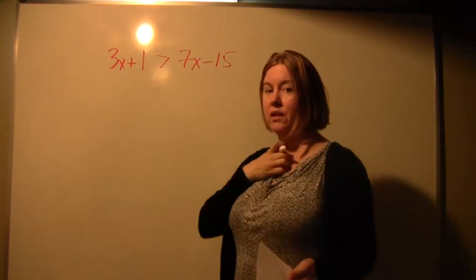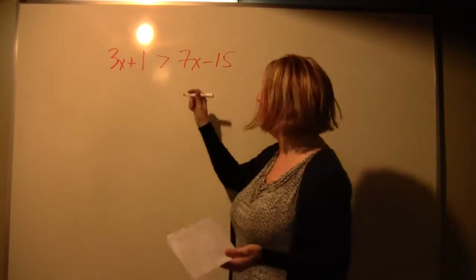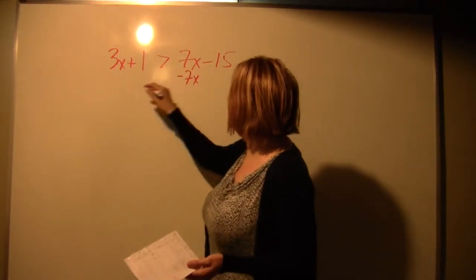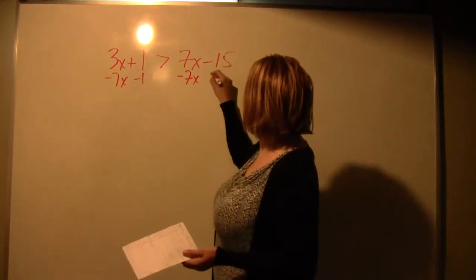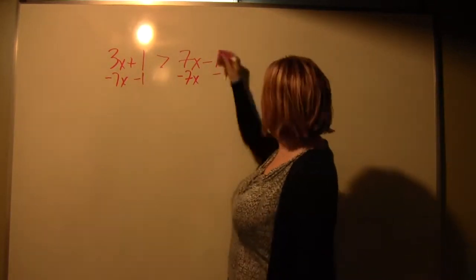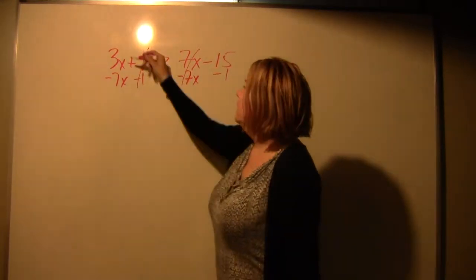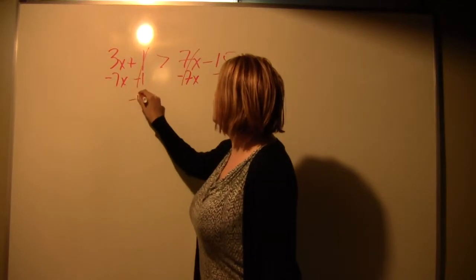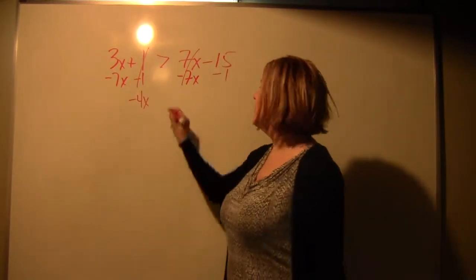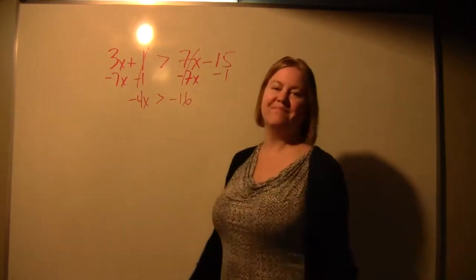So the way I do this is I get all my x terms on this side and all my numbers on this side. So I'm going to subtract 7x, and I'm going to subtract 1 from that side. So this cancels and this cancels. 3 minus 7 is a negative 4, so I'll get a minus 4x is greater than negative 16.